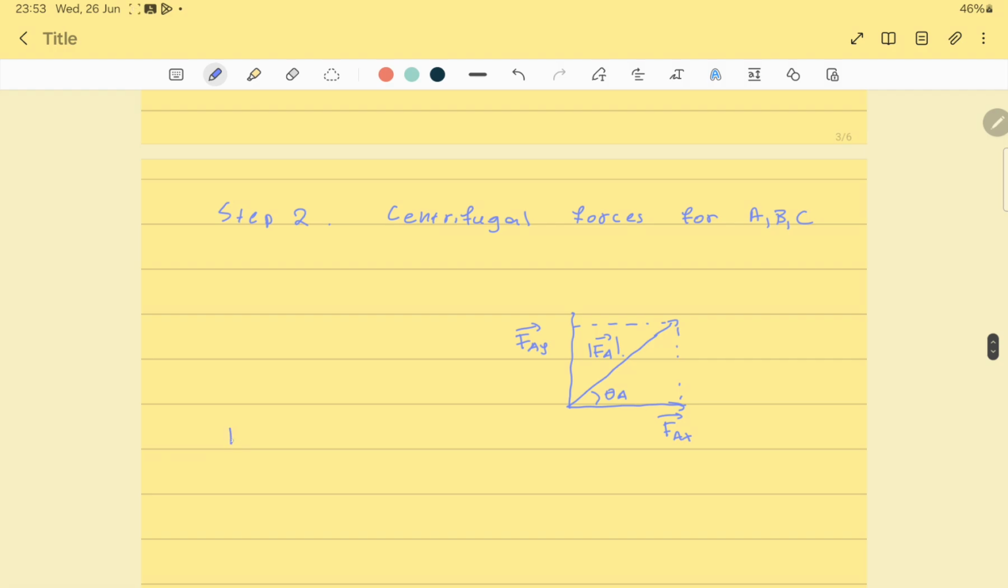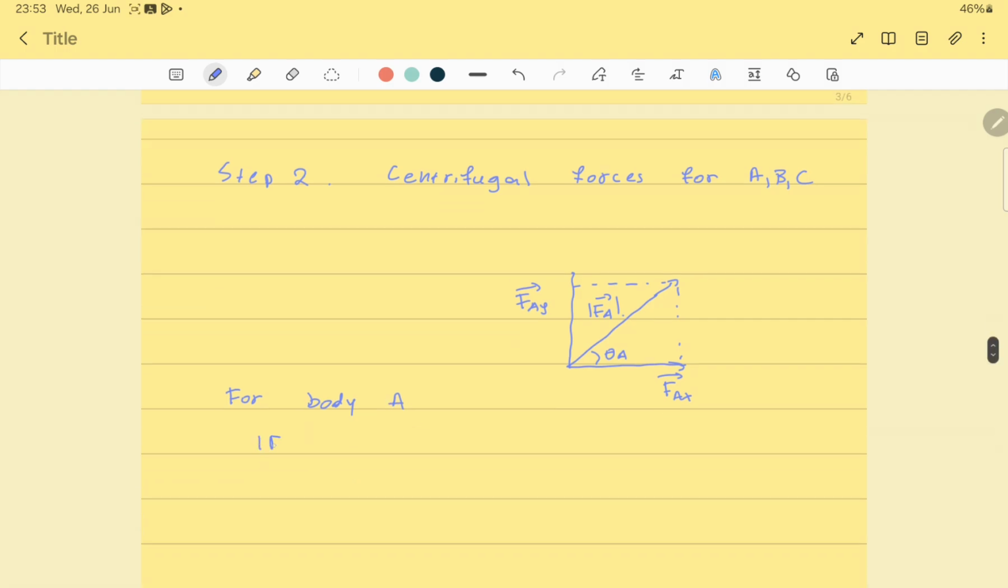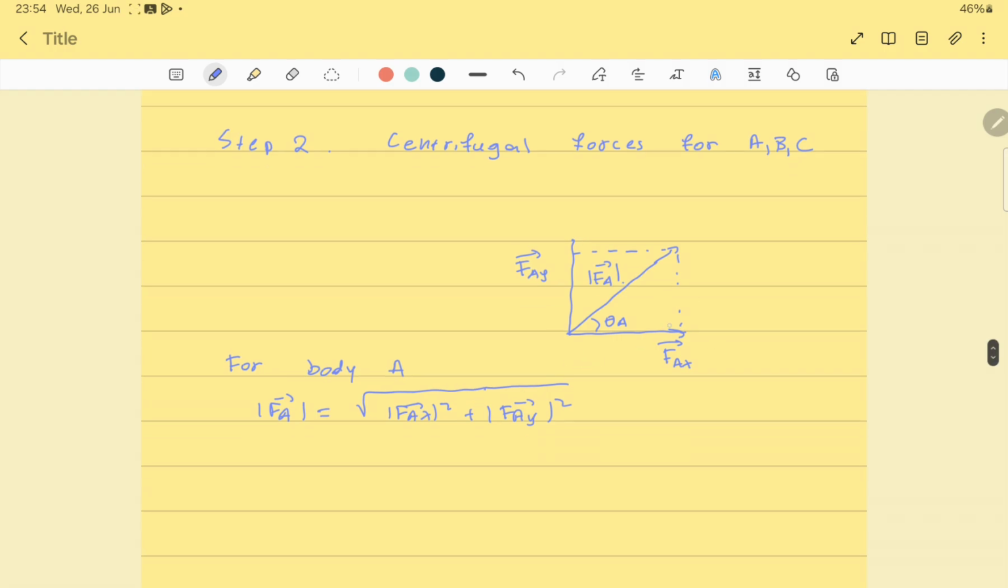So for body A, FA equals the square root of FAX squared plus FAY squared. I use the Pythagoras theorem, what I do here. So here is a 90 degrees, I have a right triangle, so I use the Pythagoras theorem. This is FAX and this is FAY, the two vertical sides. I square them and take the square root to find the hypotenuse here.